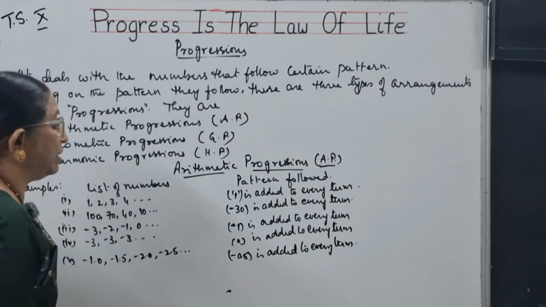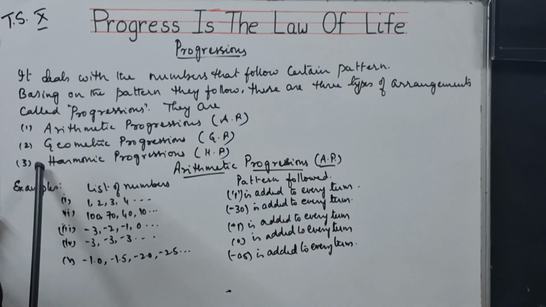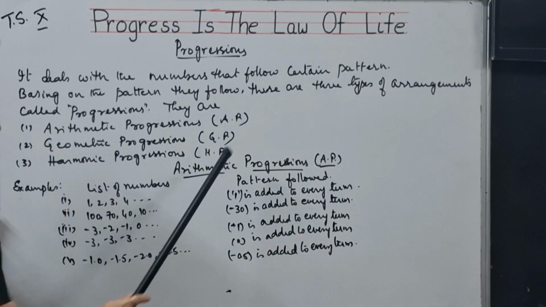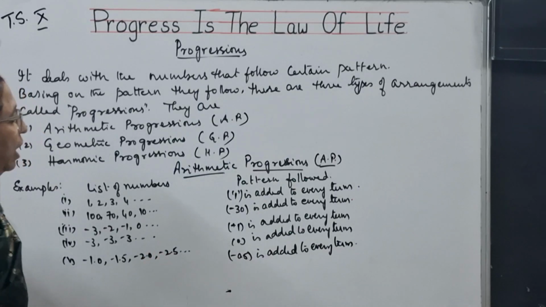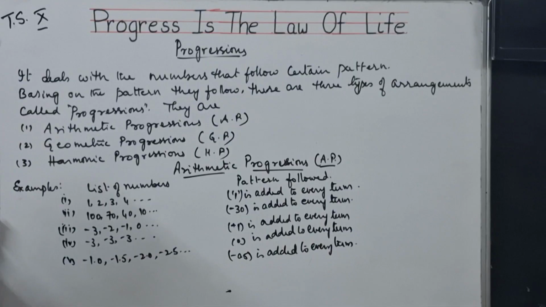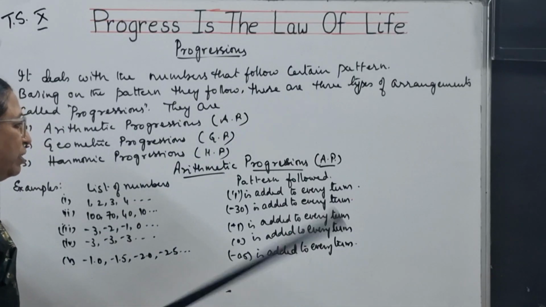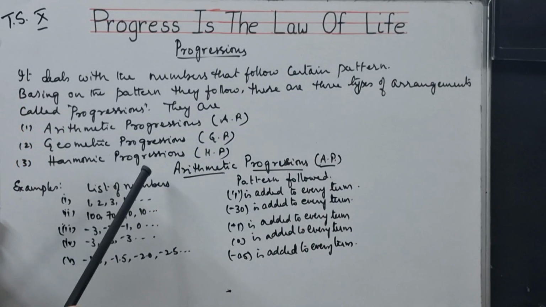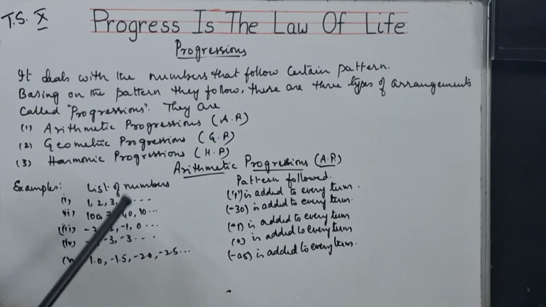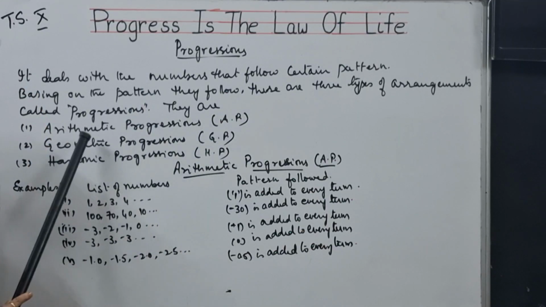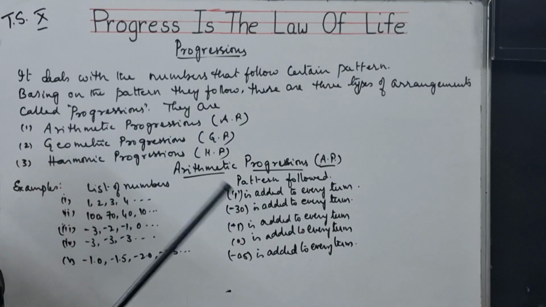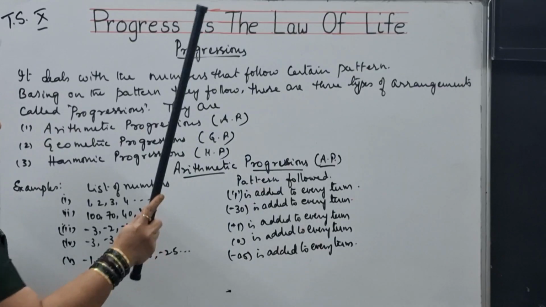But in your 10th class portion, you are not having HP, you are having AP and GP only, arithmetic progressions and geometric progressions. We are going to learn about these two progressions only. Harmonic progression was there earlier in old books, but this portion is deleted. So we need not talk about harmonic progressions. In this chapter, we are going to talk about arithmetic progressions and geometric progressions. So let us start with arithmetic progressions.